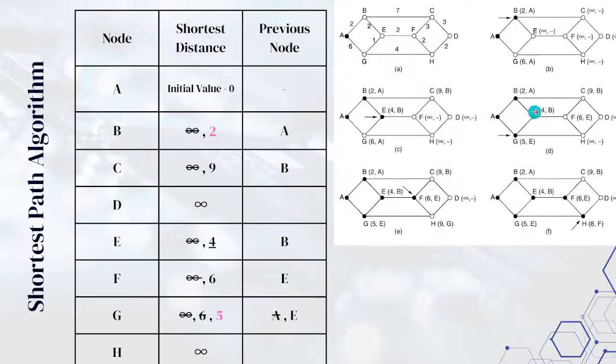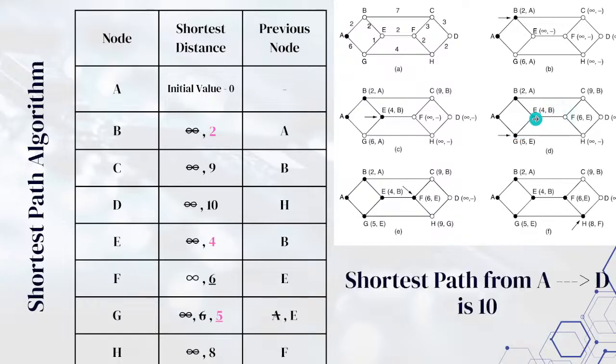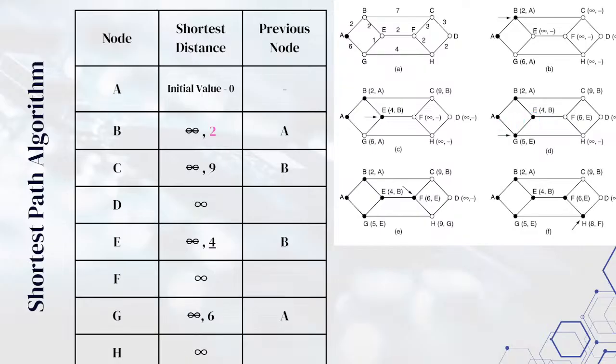A, B and E, these portions I have covered. Once I covered A, B, E, I actually reached G. I also reached F, right? Now I am moving to the next node, that is, I'm going with G.